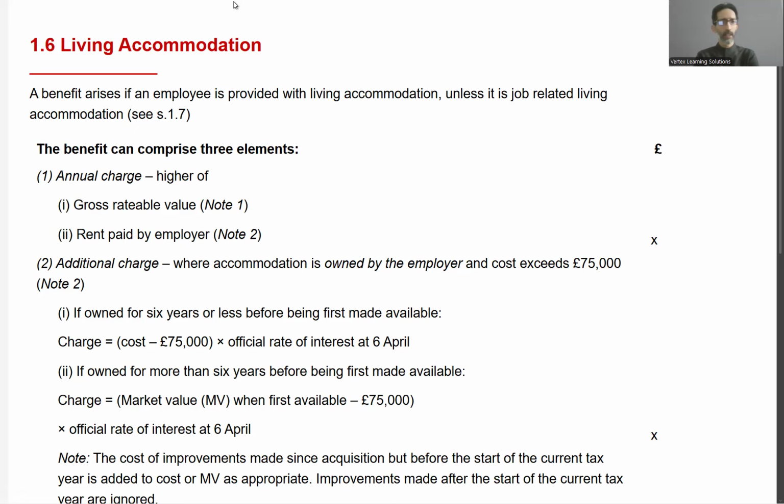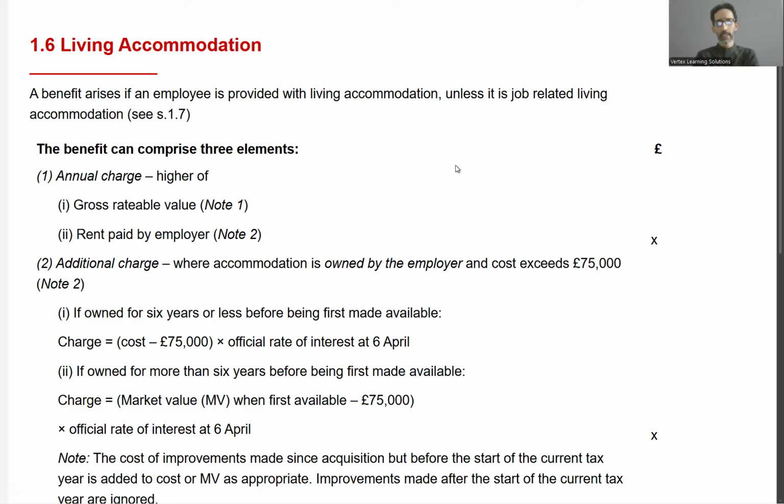Dear students, we are looking at the taxable benefit for living accommodation. This benefit is assessed on the employees who are provided accommodation by their employers. We have to calculate the cash value of the accommodation or the house provided by the employer. So there are basically three aspects to it.